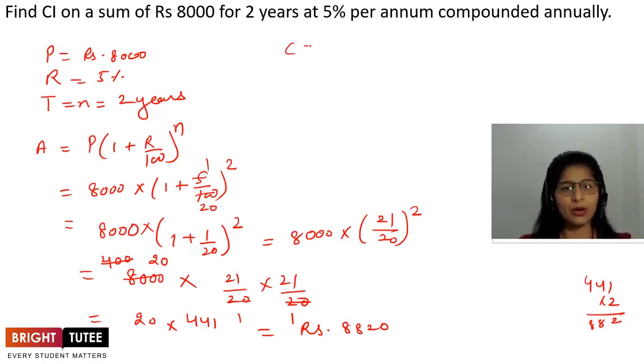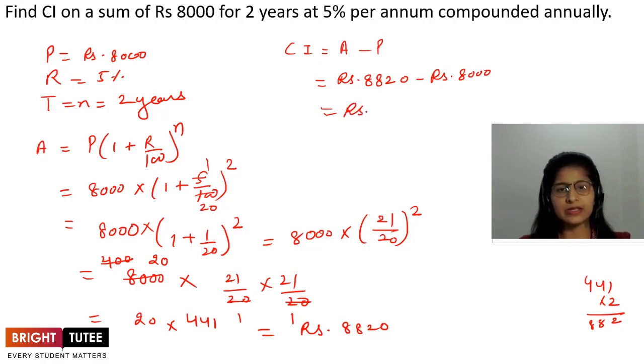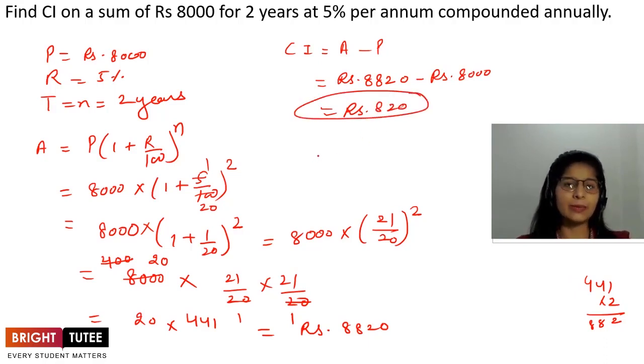How to find out compound interest? Compound interest is amount minus principal. So rupees 8,820 minus rupees 8,000. So we will calculate the interest because we are paying a higher amount. That means interest is added in the amount. So when we solve it, we get 820. So this is the extra money that will be paid. This is the interest that will be there on rupees 8,000.